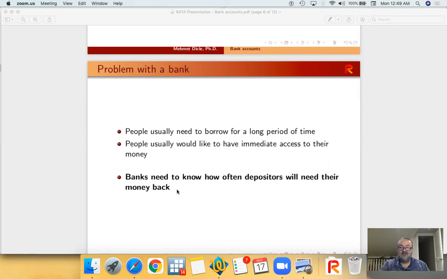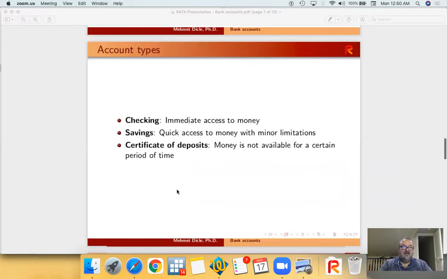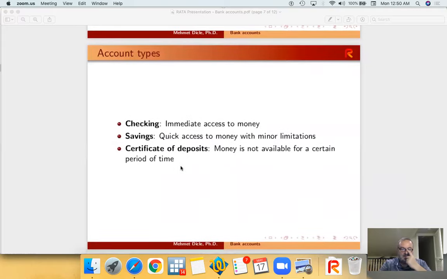Remember, banks offer a service, and their service is to intermediate between the borrowers and the lenders, right? Lenders are the people who have money, they're just giving it to the bank for safekeeping, and the borrowers are the people who need money. So we have three types of accounts that are most common. The first type is a checking account, which gives immediate access to money, and a savings account, quick access with minor limitations, very similar to checking, but not exactly. And a certificate of deposit, CD in short, in which case the money is not available for a certain period of time.